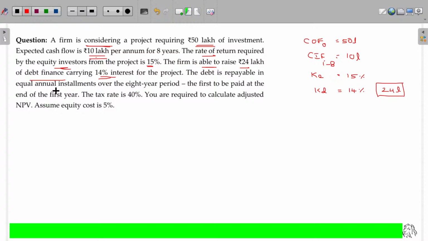The debt is repayable in equal annual installments over an 8-year period. This will be repayable in 8 installments.